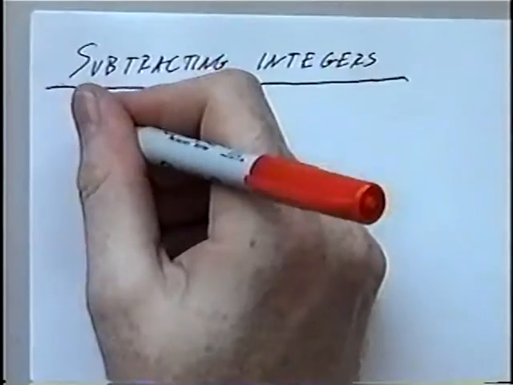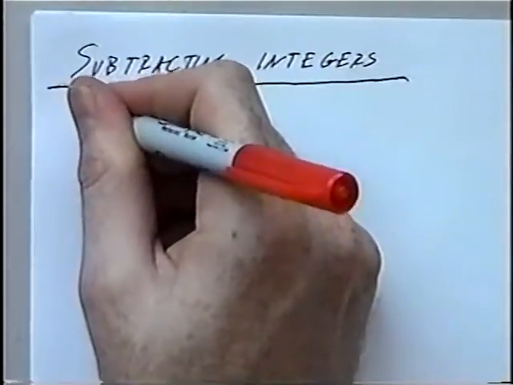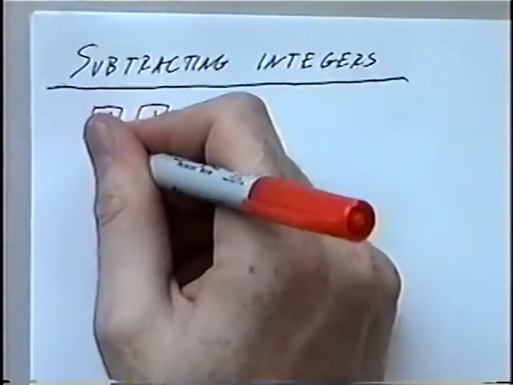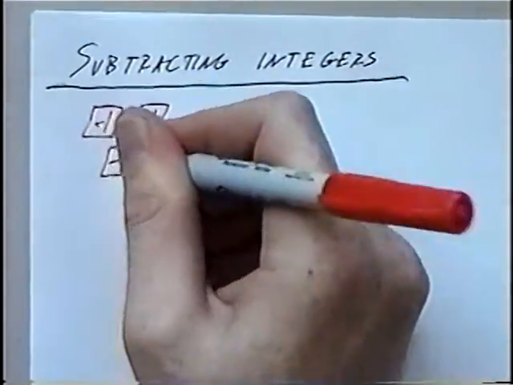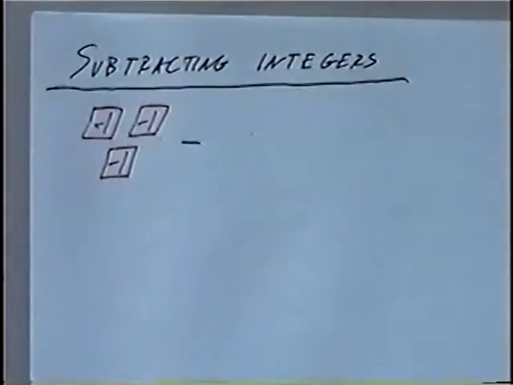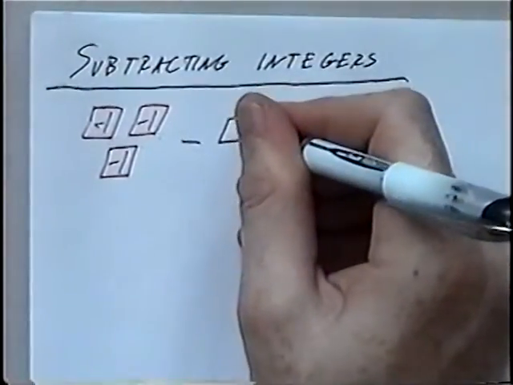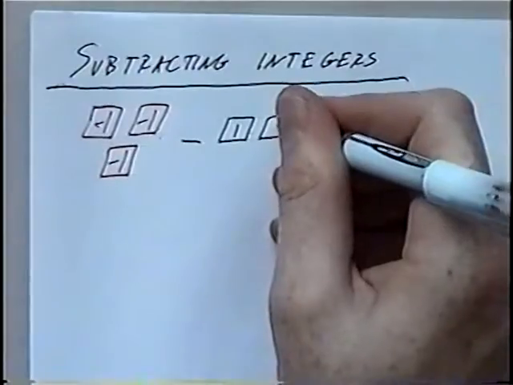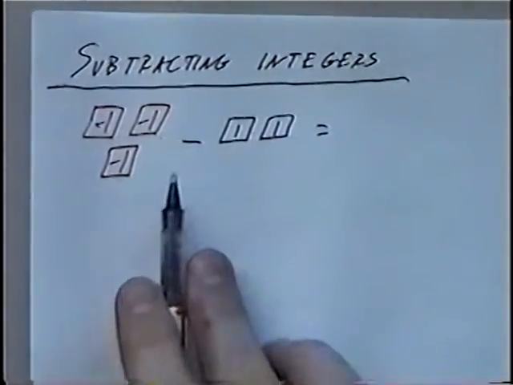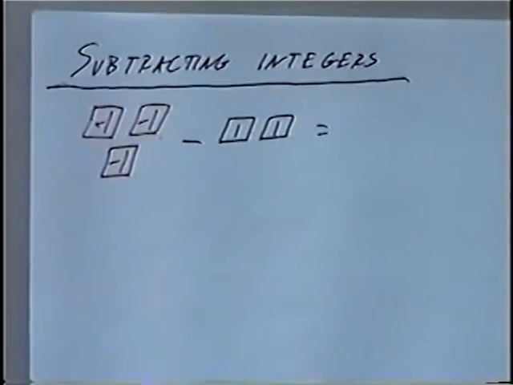First number we'll take is -3. And again, -3 will be represented by 3 -1 tiles. And from that we'll subtract +2 or 2 +1 tiles. So we have -3 minus +2.